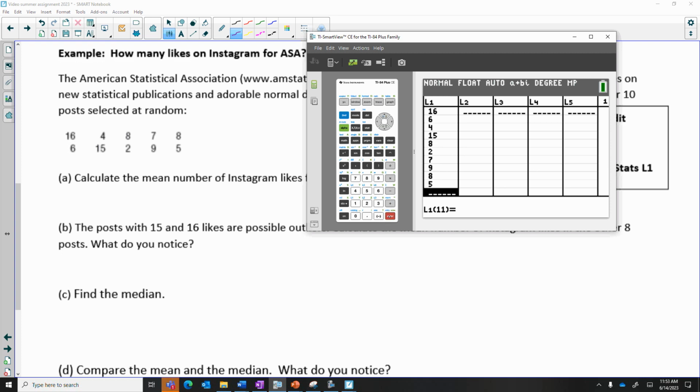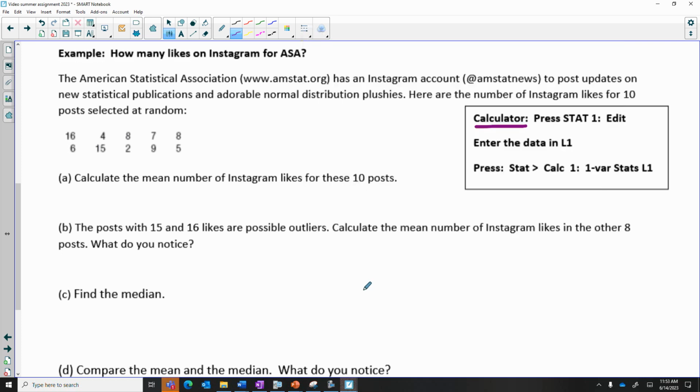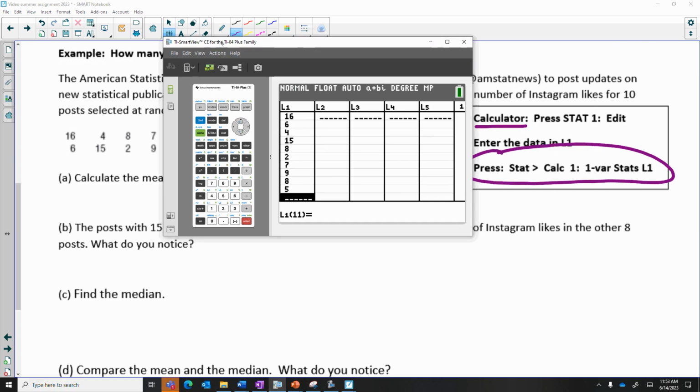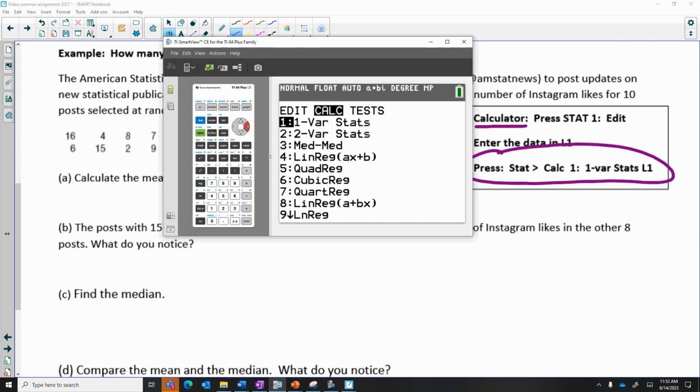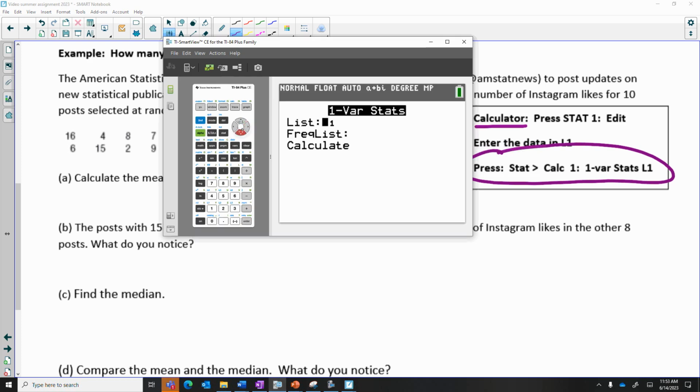I should. Okay, so now we're going to run the one variable statistics on the data. To do that again, we did it before, we're going to press stat, go over to calc, and choose number 1, one variable stat. Then hit enter on L1 and calculate. Okay, so now let's look at the mean, the median, etc.